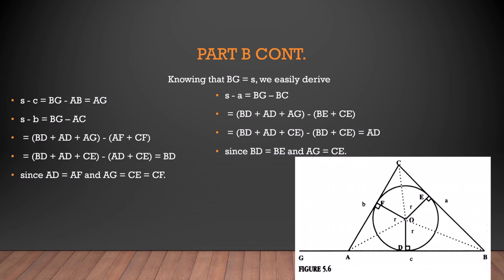So knowing that BG is equal to S, we can then derive that S minus C is equal to the segment BG minus BA, which is equal to AG. And S minus B comes out to be equal to BD. And so on, S minus A is equal to segment AD.